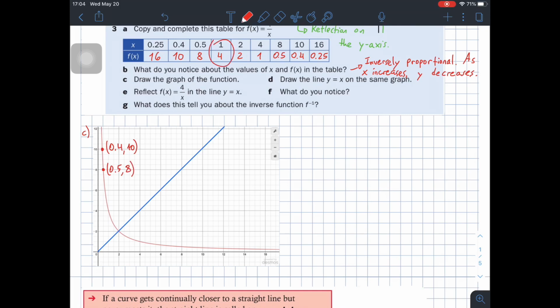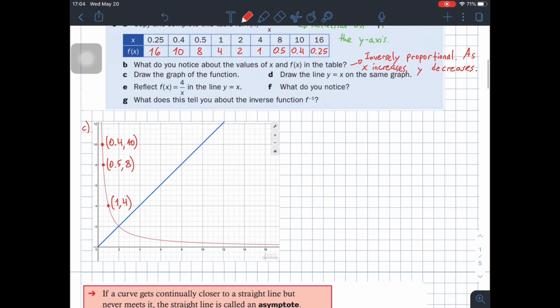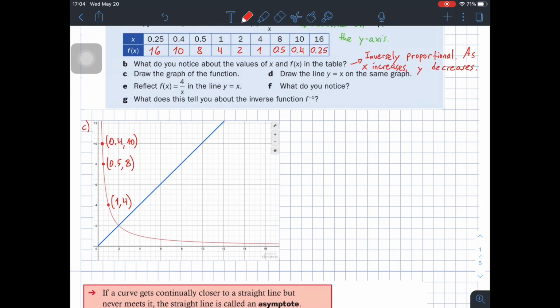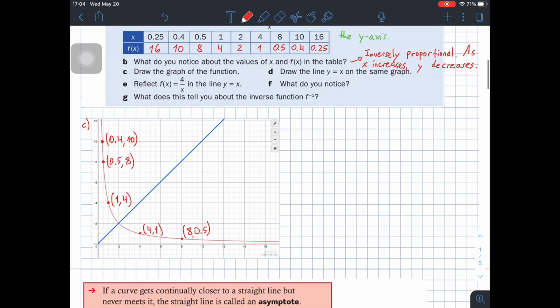Then 1 and 4 is also another point. 1 and 4, that's here, 1 comma 4. And then 2 and 2 is another point, but I'm not going to put all of the points because we're going to waste too much time. So I'm going to put this one, which is 4, 1. Then we have 8 and 0.5. That's here, 8, 0.5. And one more, maybe this one, 16 and 0.25. This one over here, 16, 0.25.